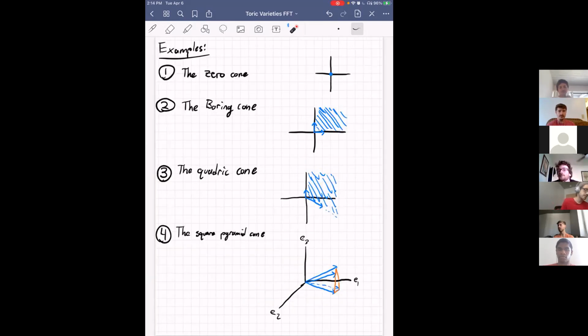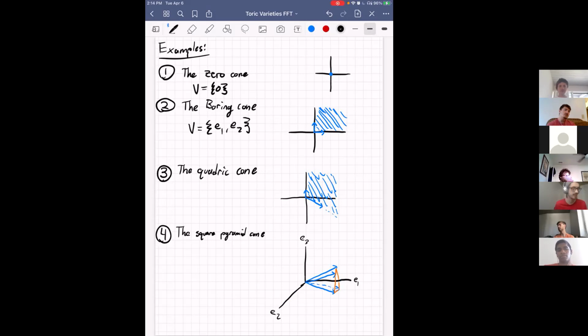The first one is the 0 cone. So the 0 cone, the set of vectors that we looked for is the set 0. It's pretty boring, but not as boring as the boring cone, which will be the set of e1 and e2, where e1 and e2 are our bases. The 0 cone looks from its cone picture like it's more boring than the boring cone. But don't be fooled. The zero cone is actually kind of interesting, and the boring cone is a lot less interesting. And we'll see this as we go through the process.